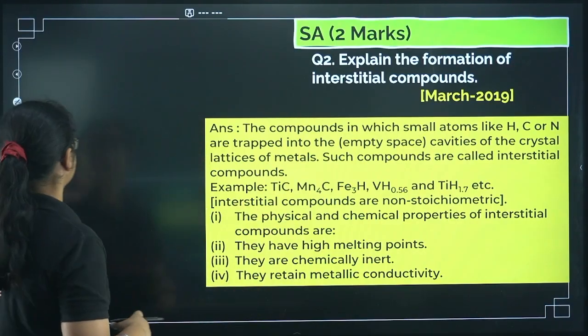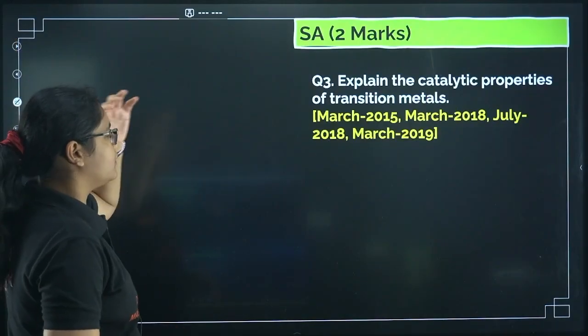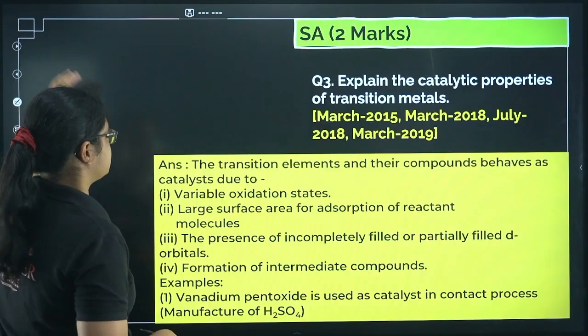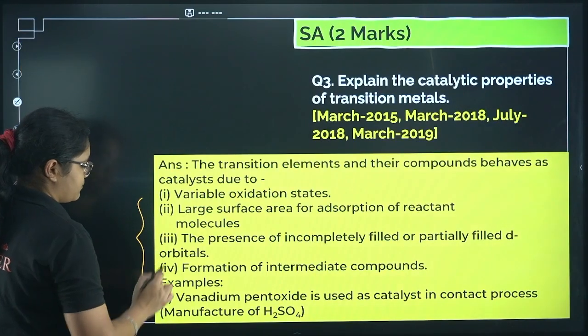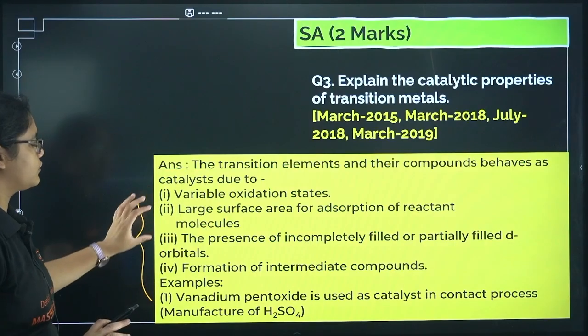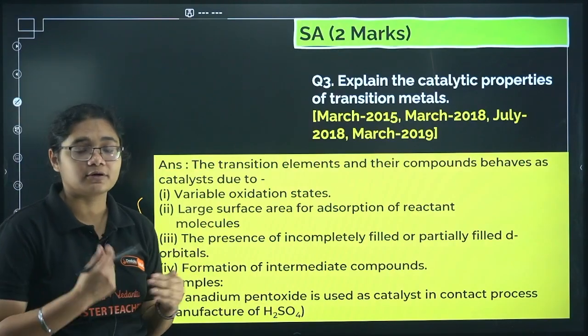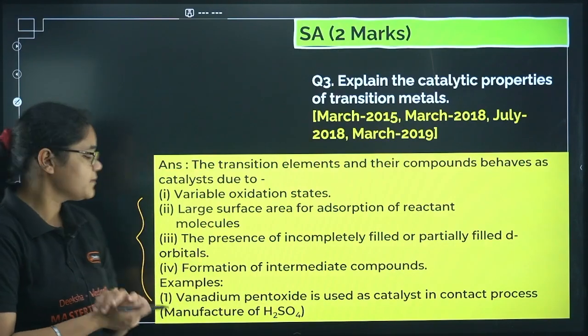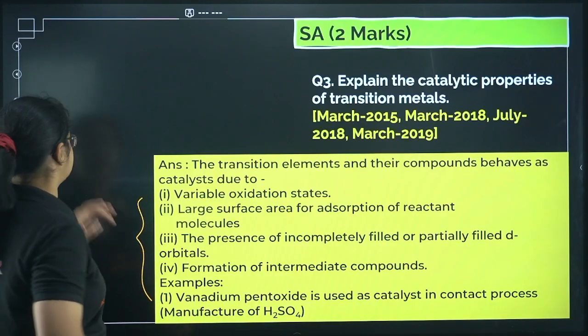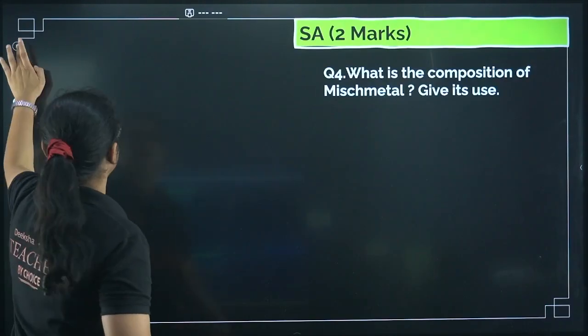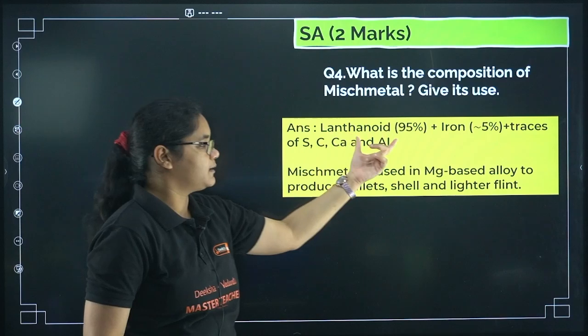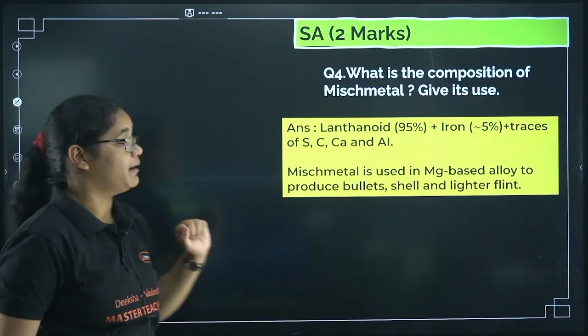Next, you have to write their features. Similarly, you have what are the catalytic properties of transition elements, why they show catalytic property. You have to remember any 1 or 3 points minimum you should remember, because this can be asked in a 3-marker question. And then the examples, certain examples you should know. Next, composition of mixed metal and its use. This is very important. Use also you should remember.